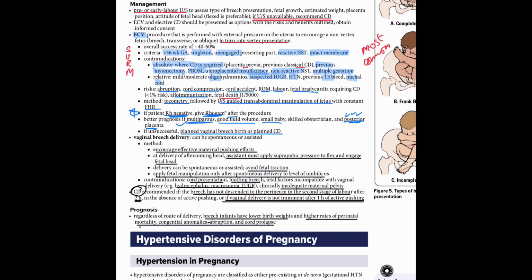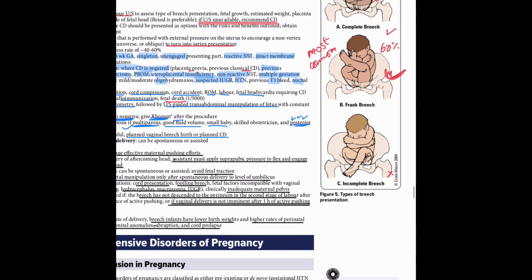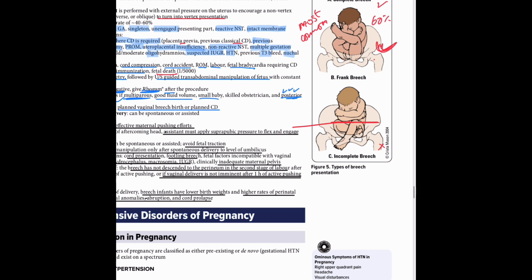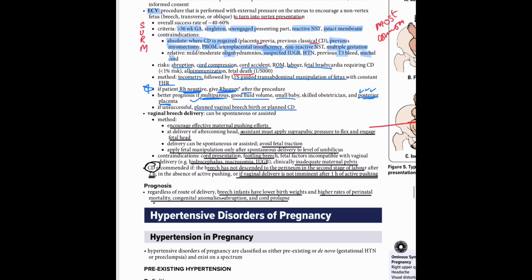We can only apply a little bit of suprapubic pressure if we see that there was spontaneous delivery up to the level of the umbilicus of the baby. If the baby is out up to here spontaneously, then we'll try to do some manipulation, because it's halfway there and now the baby would come out. But we're not going to just force and put traction if the baby is completely inside. So fetal manipulation only after spontaneous delivery till the level of the umbilicus.